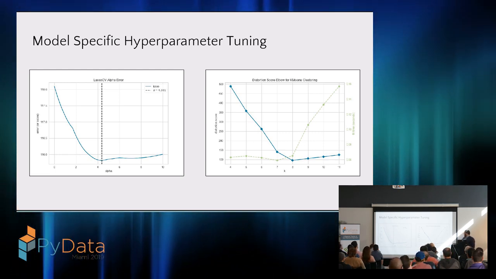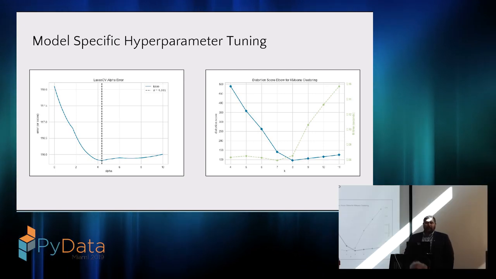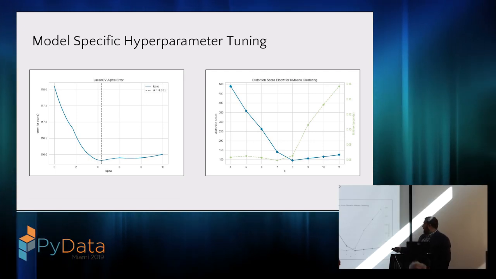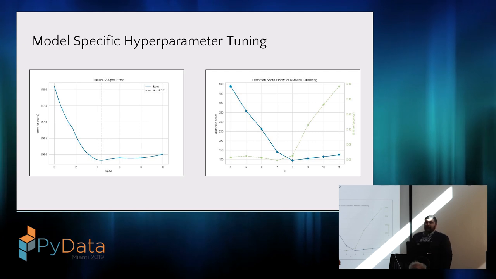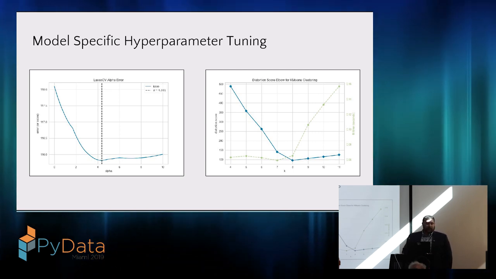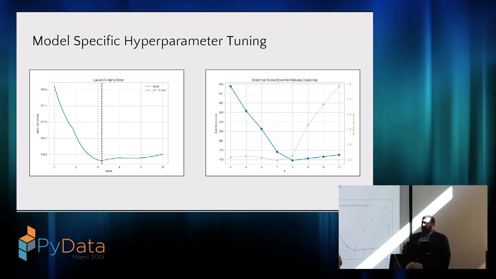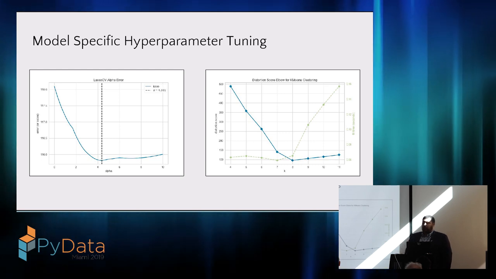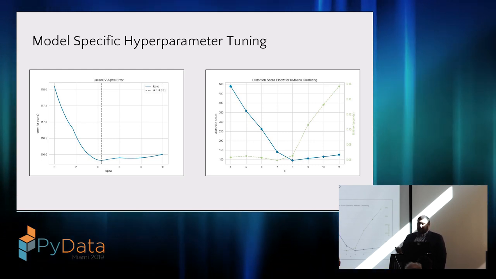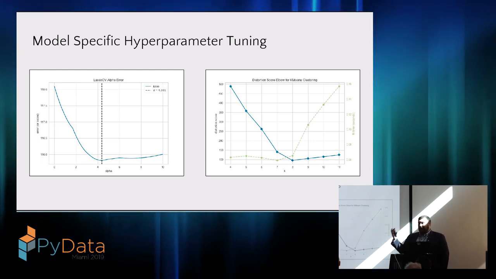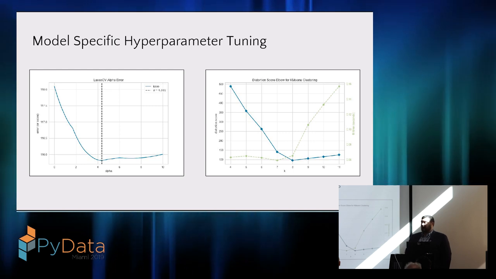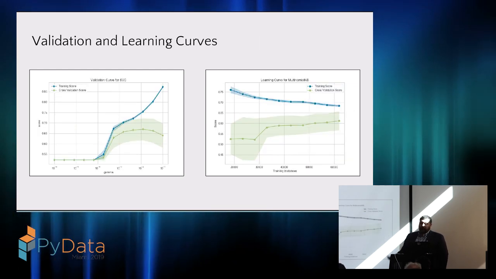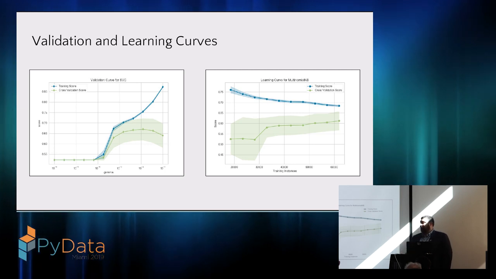Or looking for the elbow in a K-elbow visualizer, but also thinking about the time it took to fit these models, right? The larger the number of clusters, the longer the time k-means is going to take to fit, and that might be as important a requirement as having dense, contiguous clusters inside of our model. And then, of course, you can get into the validation and learning curves, right?